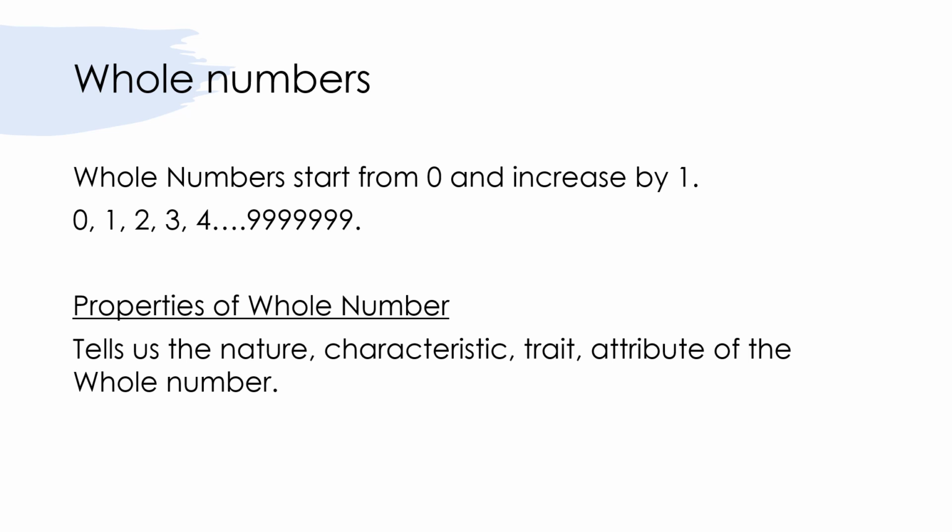What is the property of a whole number? The property means the nature or characteristic or trait or attribute of the whole number. So for example, if I ask you, what is the property of a human being? You will say a human being has two legs, 2 ears, 2 eyes, one nose, and human beings have a brain, human beings can think, get hungry, get angry. So these are all properties of a human being. Similarly, we are going to look at the property of whole numbers.